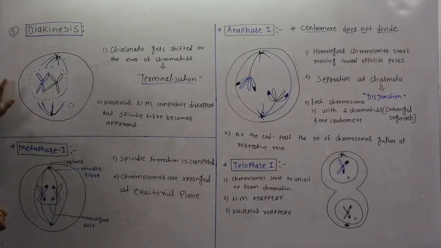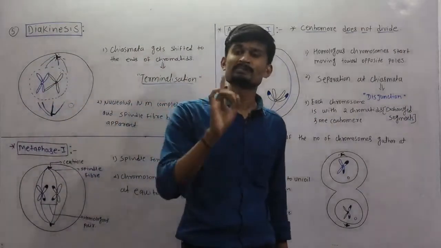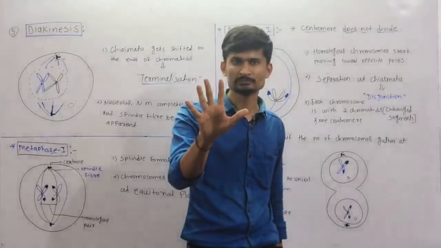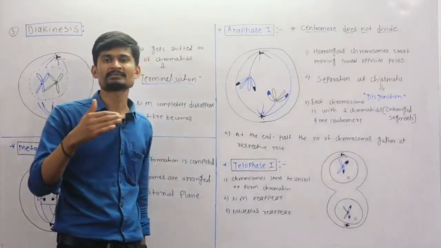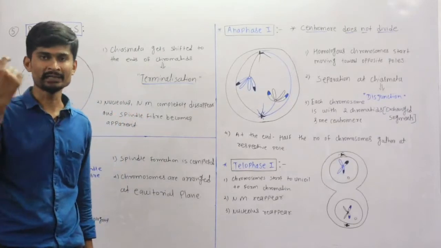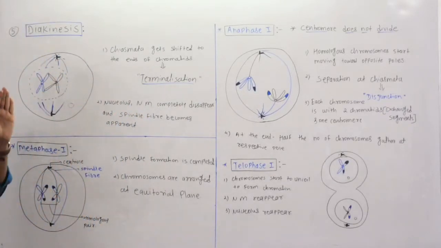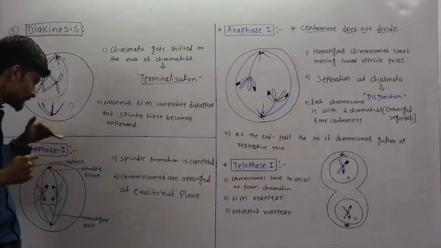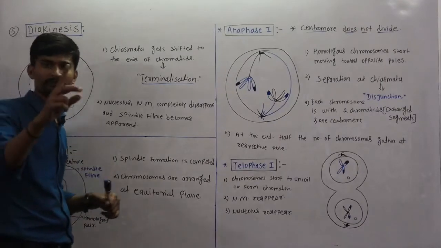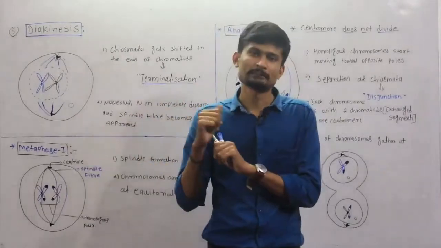Now here we completed prophase first. Basically prophase first has 5 substages: leptotene, zygotene, pachytene, diplotene, and diakinesis. Up to the diakinesis it is prophase first. Now the next phase is metaphase first.